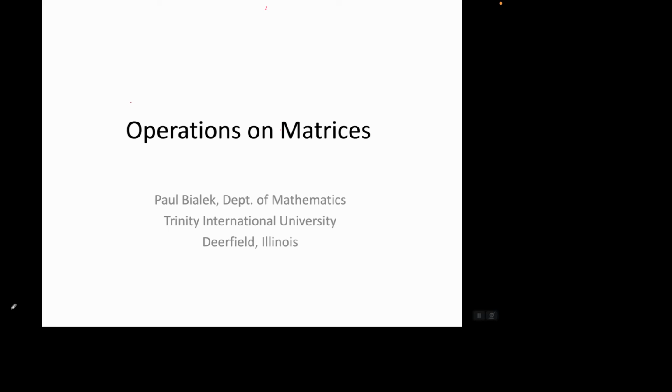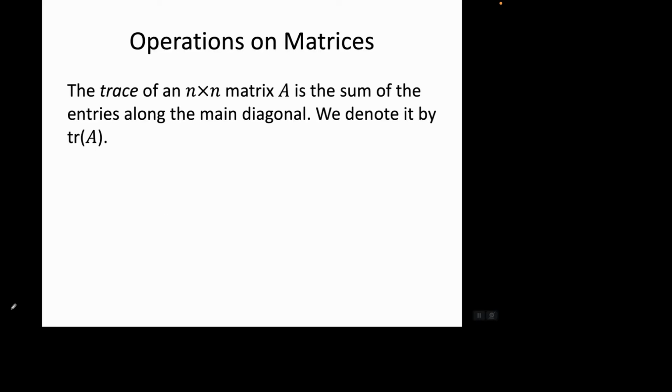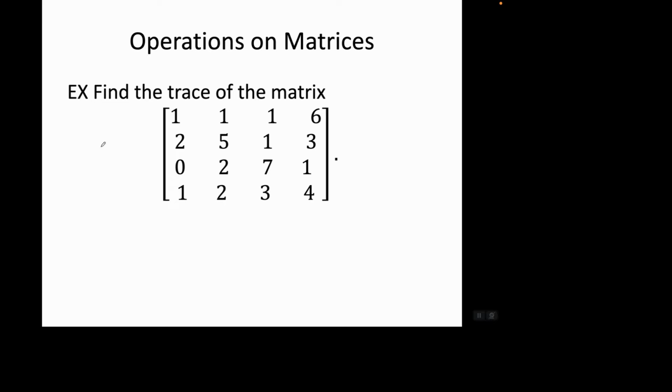Let's talk about operations on matrices. The trace of an n by n matrix A is the sum of the entries along the main diagonal. We denote it by this symbol. Find the trace of this matrix? Well, it's just the sum of the entries along the diagonal. So it's going to be 1 plus 5 plus 7 plus 4 equals 17.